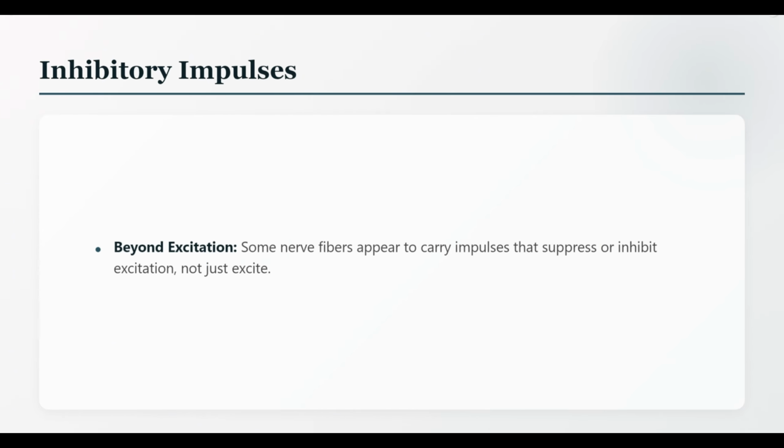So far, we've mostly talked about signals that excite, that turn neurons on. But there's another type of signal: inhibition. Some nerve fibers seem to carry messages that dampen things down, that suppress or quiet other neurons. Think of it as a brake pedal for neural activity. While excitation is like hitting the gas, inhibition is like stepping on the brakes. This ability to both excite and inhibit is fundamental for controlling neural circuits.